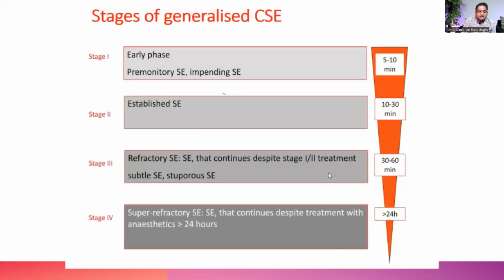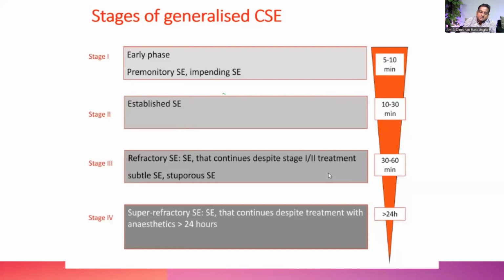So there are 4 stages here. What we call the first stage, or the early stage, or the premonitory stage, what you call the impending status epilepticus, is for the first 5 to 10 minutes. Then the next 10 to 30 minutes is the established status epilepticus. When it goes beyond 30 minutes, it's called refractory status epilepticus. And when it goes beyond 1 hour after treating with at least the appropriate anti-epileptic agents and requiring anesthesia, then if it goes beyond 1 day, it's called super refractory status epilepticus.